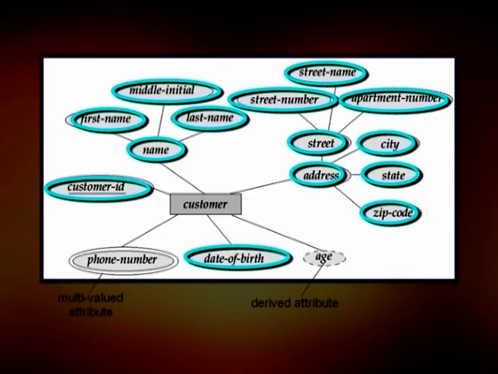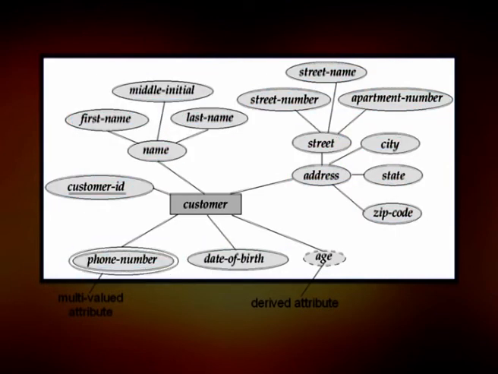Look at the figure shown. Here most of the attributes are shown with a normal oval, but the phone number attribute is shown with a double circle representing the multi-valued attribute, meaning a customer may have multiple phone numbers. Similarly, the age attribute has been marked with a dotted oval representing the derived attribute. Its value will be derived from the current date and the date of birth attribute.